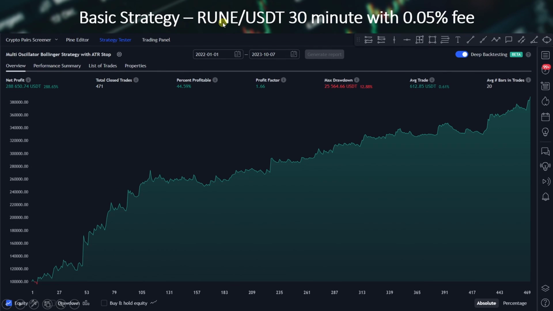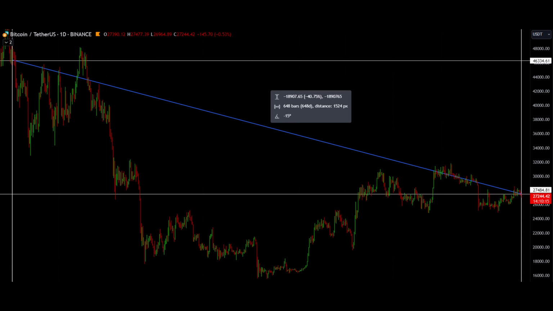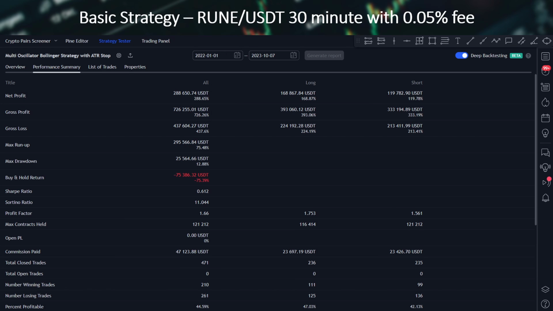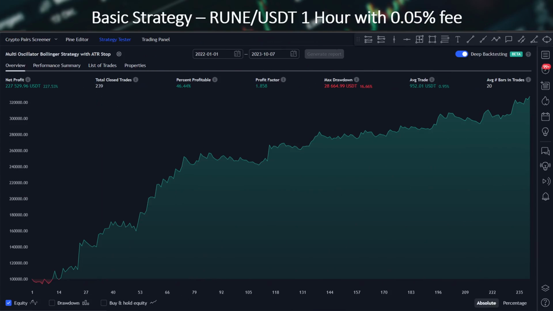Starting with the basic strategy on RUNE versus USDT's 30-minute chart, fees included. From the beginning of the previous year, this strategy executed 471 trades, yielding 288% net profit with a 1.66 profit factor and only 13% maximum drawdown. The equity curve is stable and steadily uptrending. To put it into perspective, since the start of 2022, RUNE depreciated approximately 80% of its value, while Bitcoin dipped around 40%. As mentioned earlier, this basic strategy is effective on both lower and higher timeframes. Here are a few examples.